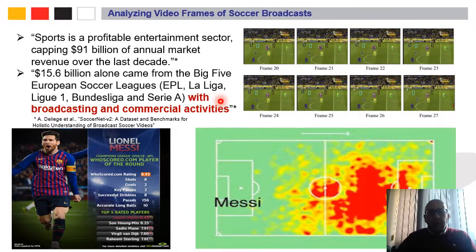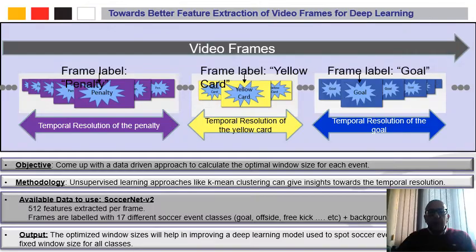Now, we know that most of the revenue will come from the broadcasting and commercial activities. And therefore, understanding the videos and analyzing the video frames is a very important thing that can help in different tools. As an example over here, we can have a heat map of Messi in some game, and based on the analysis, we can come up with some card like the FIFA card that describes this player.